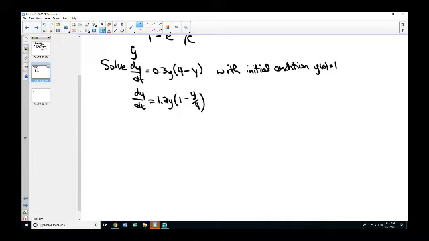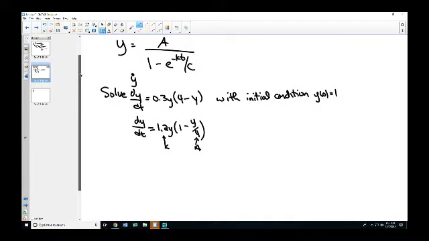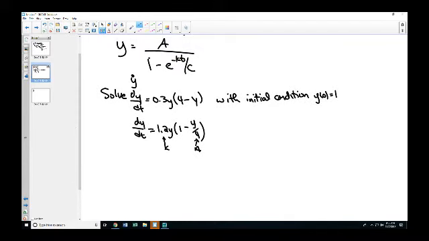Okay. So given this is our logistic now, here's K, and that's A, what's the general solution? Just follow the format: y equals A over 1 minus e to the negative Kt over C. You didn't have to use separation of variables or anything, it's just there for you.